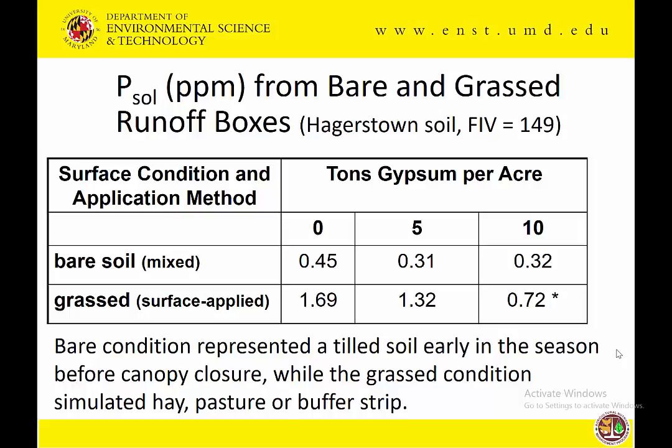And then when I first read this, I asked myself, why did they mix variables here? Because they mixed it in the bare and they didn't mix it in the grass. But the reason is they thought the bare condition replicated conditions in the field before the canopy closed, and the grass conditions simulated hay or buffer strips or places like that where you had perennial vegetation.